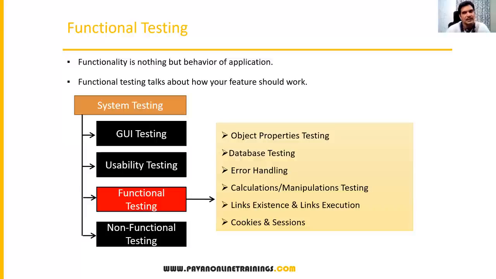These are all different items which we have to verify or test as part of functional testing. Now let us discuss each and every one again. First, object properties testing. So what is object properties testing? Let me just open the whiteboard. Just a moment.